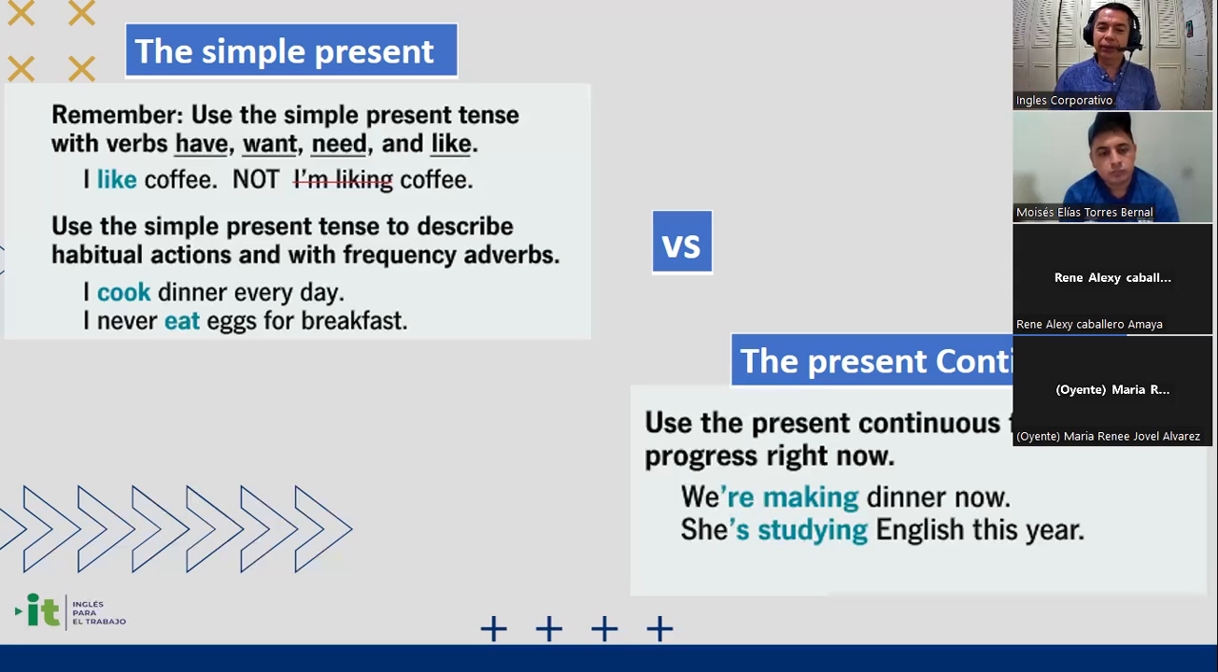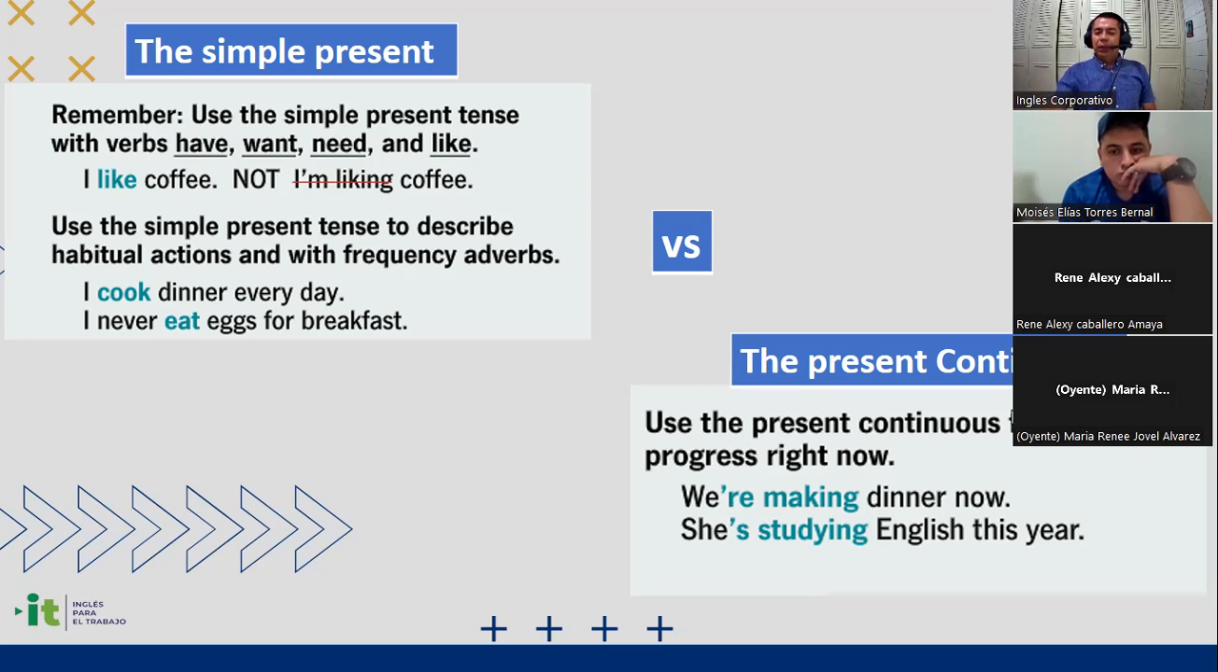Now, on the other side, ladies and gentlemen, the simple present versus the present continuous. The present continuous describes actions that are happening in the moment. In other words, an ongoing activity, right? Something that is happening in a moment or in a period of time. You can say this day, this week, this year, right? So something that is in continuous or progressive form. It's happening in the moment. For example, we're having an English class in this moment, right? By the way, we are taking an English class right now.